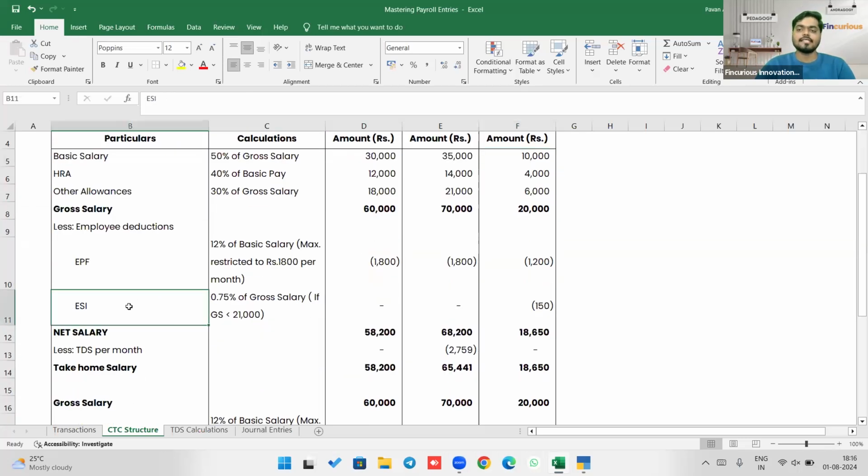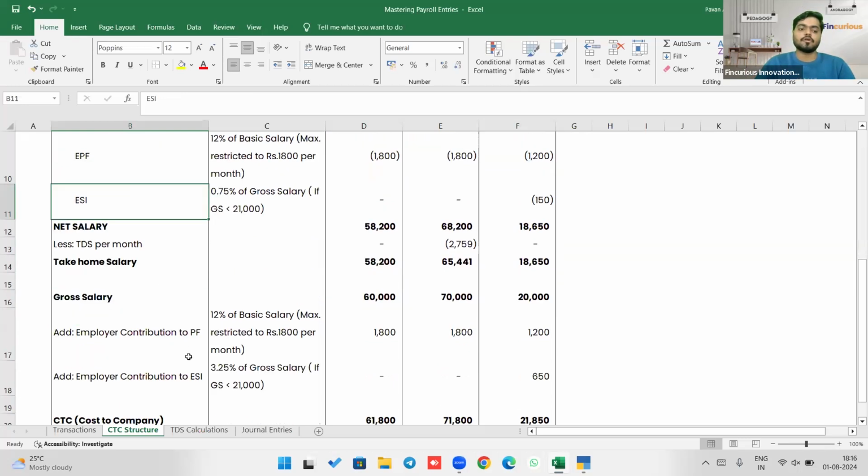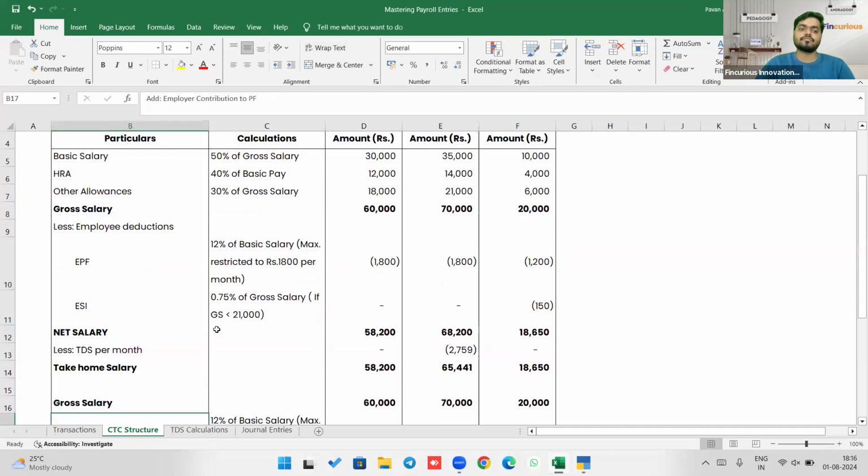And what about ESI? ESI deduction, employee contribution would be 0.75%. Okay. So employer contribution, you can see 3.25. Employee, it would be only 0.75. Both put together 4%. And employer contribution to PF, employee contribution to PF, it would be 12% and 12%.